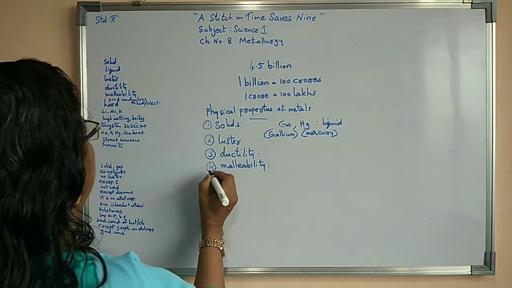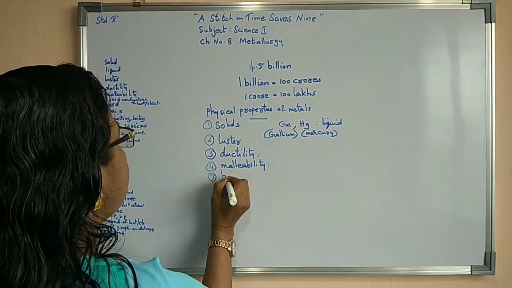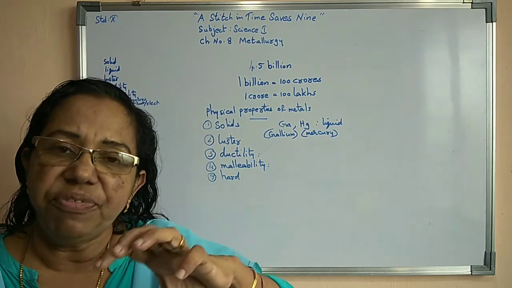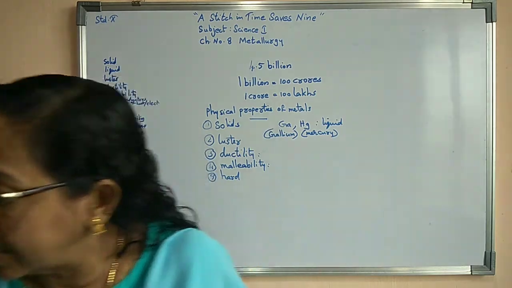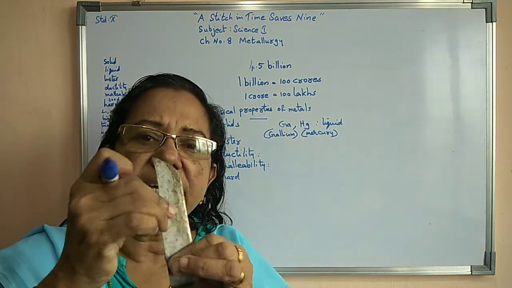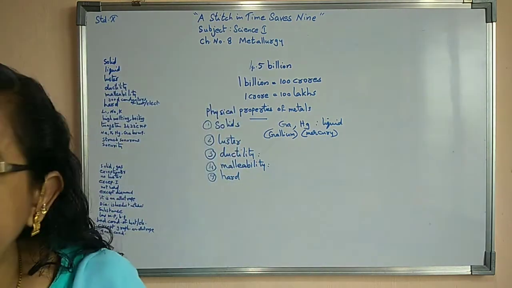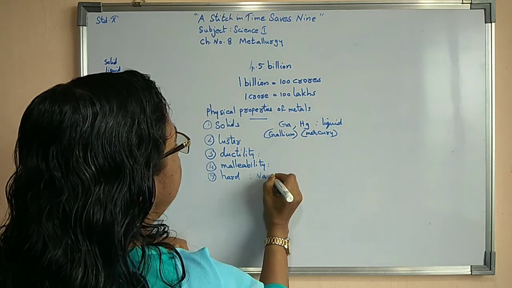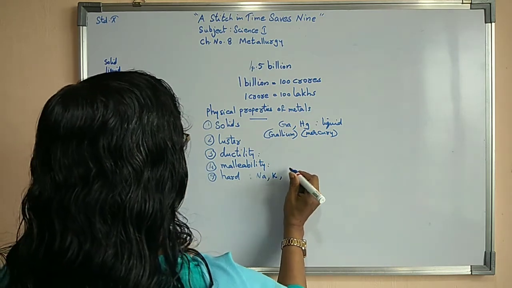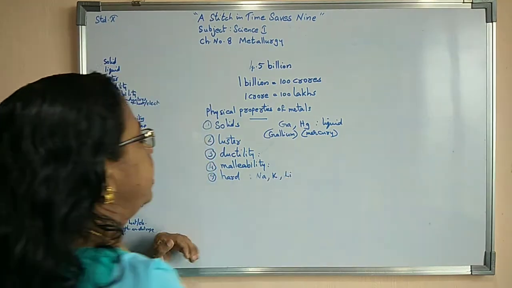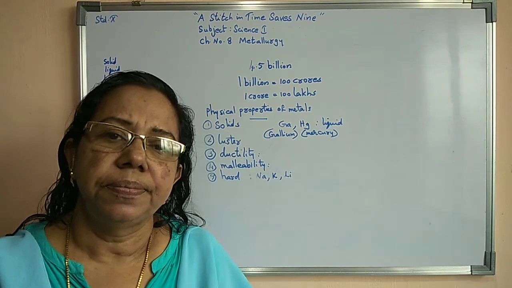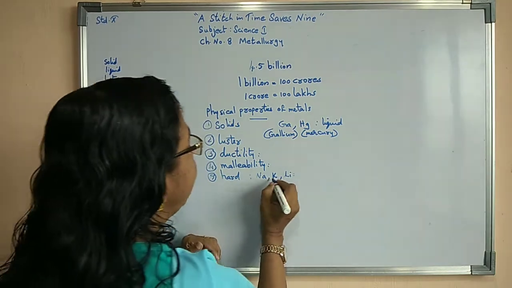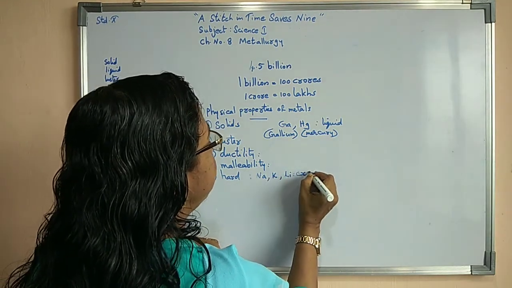Now we are going to study the other property. Metals are hard. When we study metals, in our mind they are very hard. Again I can show you, it is a very hard metal. But there are exceptions: sodium, potassium, and lithium. Lithium, sodium, and potassium are not hard, they are soft. We can say that metals are hard, but these are the exceptions, examples of soft metals.